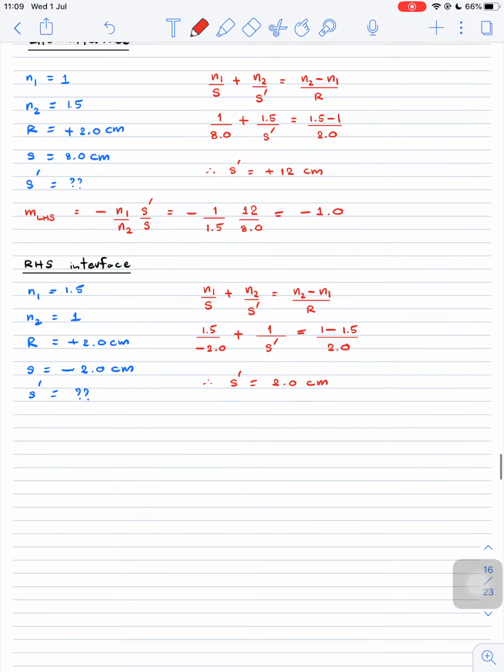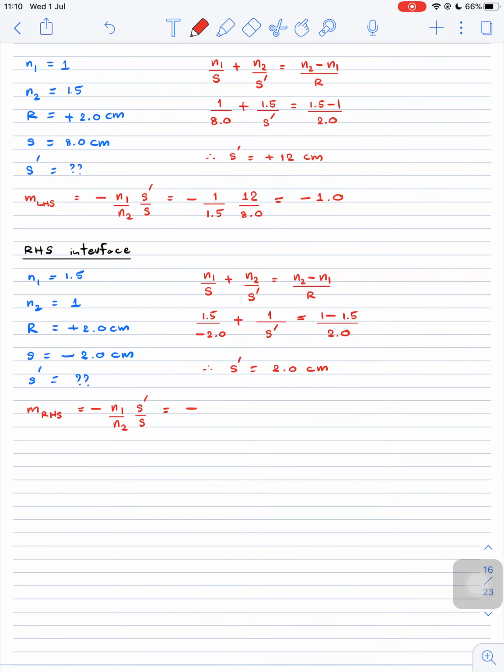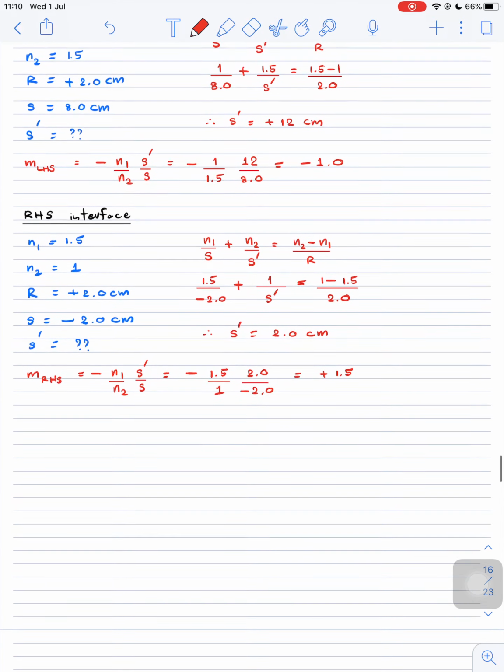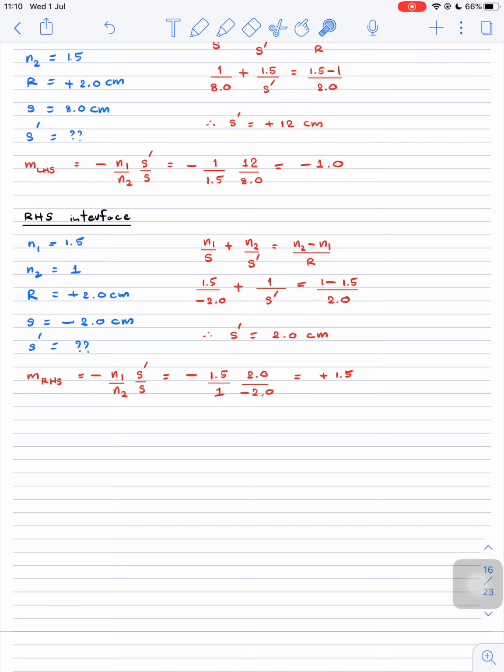Okay, and then how about the lateral magnification on the right hand side? From the equation, it's equal to minus N1, just 1.5, into the 1, over S prime 2.0, and the S is negative 2.0, right? And then equal to plus the 1.5 here. Okay, it's not done yet, but let me stop here first.